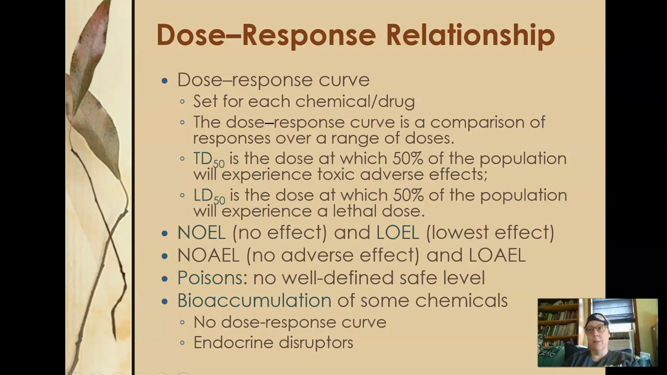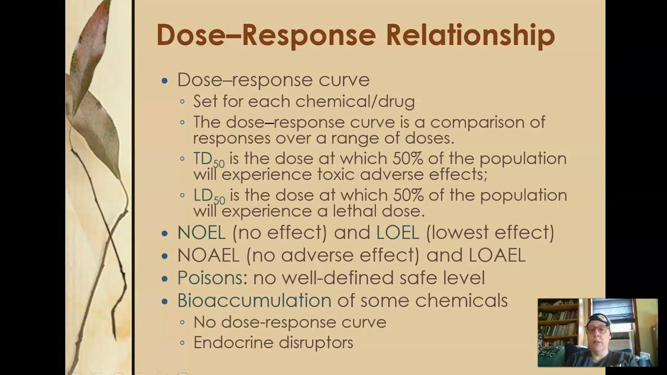But for chemicals, especially chemicals that are toxins, we're not going to be injecting or exposing humans on purpose to these chemicals. That would be tantamount to what Nazi Germany was doing to people. So we can't do that, in good conscience. So they usually do animal studies, which have their own problems for ethical reasons, but also because animals aren't humans and they may respond differently to certain chemicals. So poisons have no well-defined safe level. There is really no safe level of these.